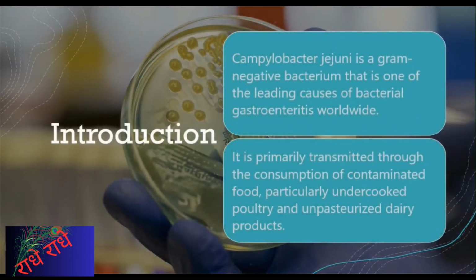Campylobacter jejuni is a bacterium that causes gastrointestinal illness. It is mainly spread through contaminated food, especially poultry and dairy products which have not gone through pasteurization. Good food safety and hygiene practices are essential to avoid exposure.